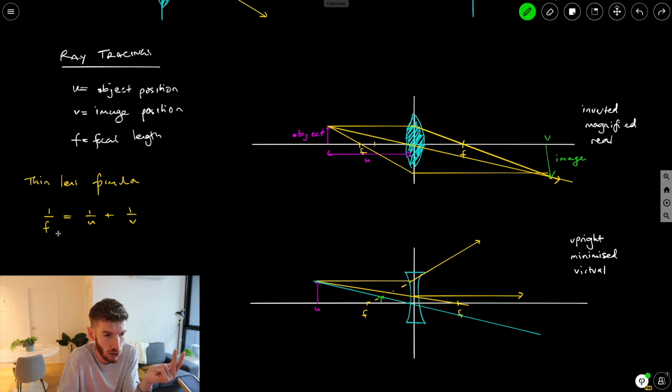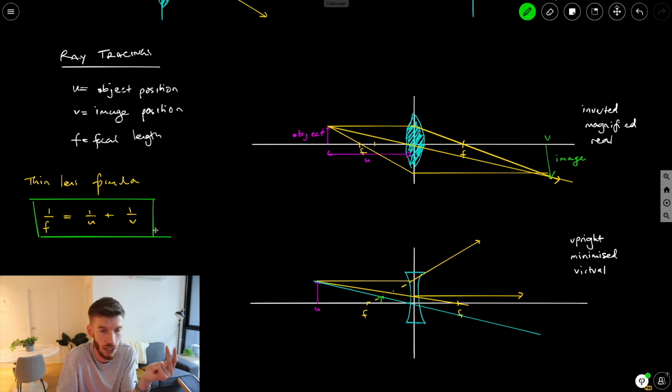The thin lens formula is here, and they usually, from what I've seen, give you the thin lens formula. 1 on the focal length is equal to 1 on the object position plus 1 on the image position. You can do this in centimeters, you can do it in millimeters, you can do it in meters. You don't have to use standard units as long as everything is in the exact same unit.